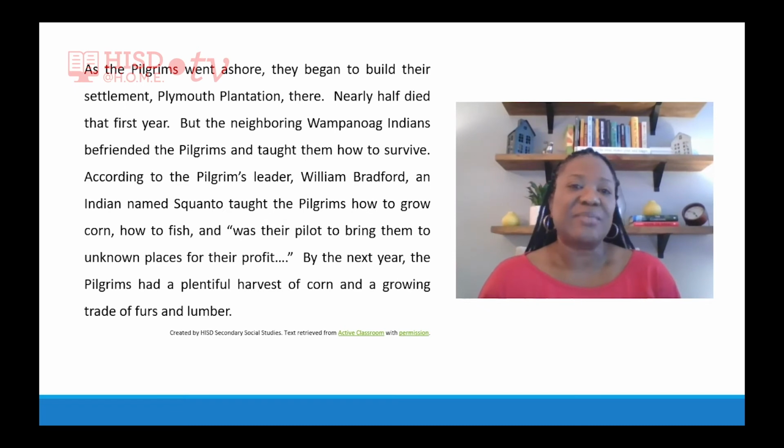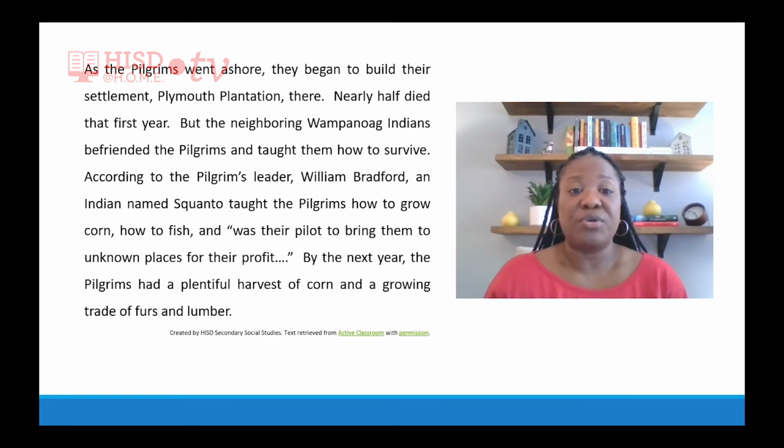As the Pilgrims went ashore, they began to build their settlement, Plymouth Plantation, but nearly half died that first year. But the neighboring Wampanoag Indians befriended the Pilgrims and taught them how to survive. According to the Pilgrims' leader, William Bradford, an Indian named Squanto taught the Pilgrims how to grow corn, how to fish, how to pilot, and bring them to unknown places for their profit.